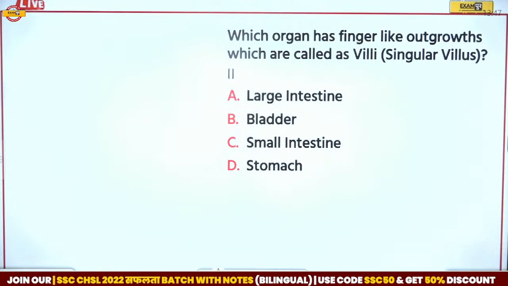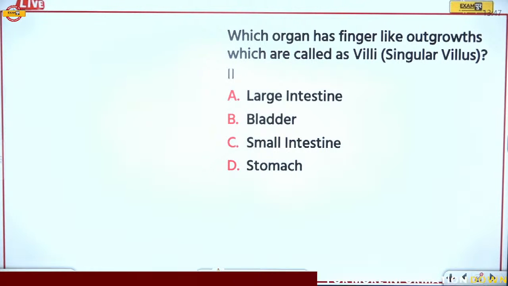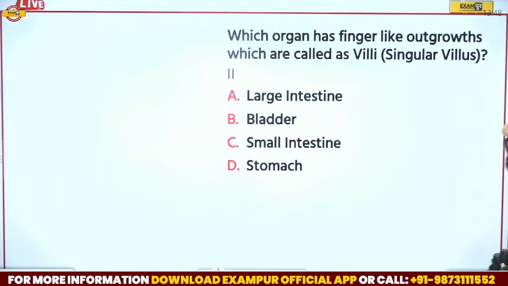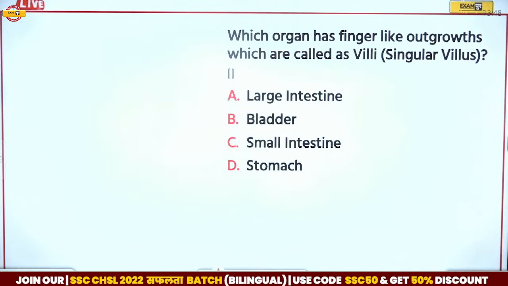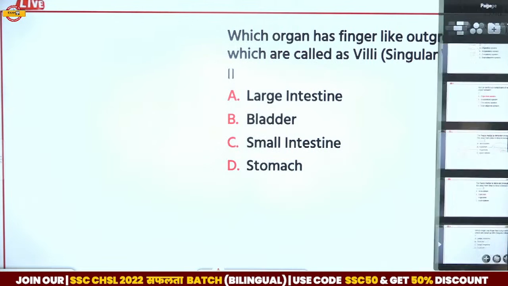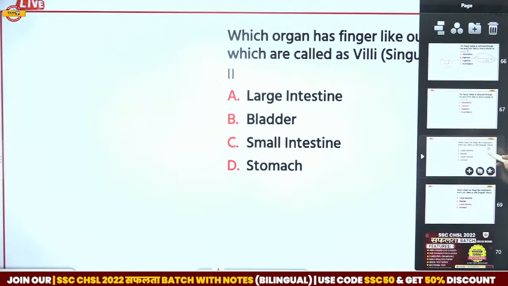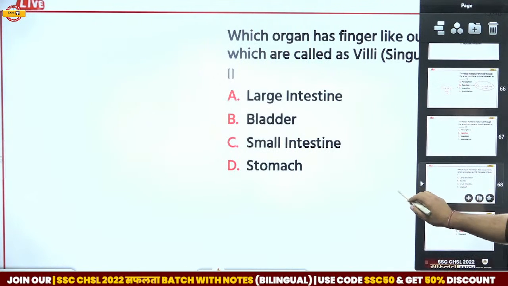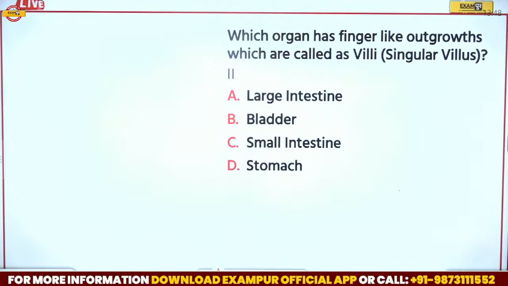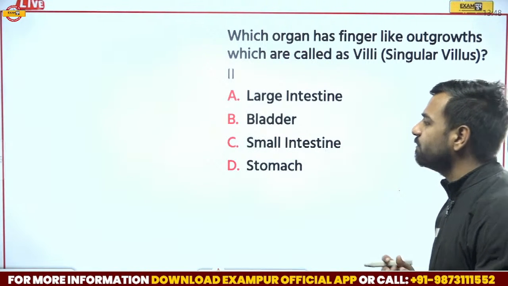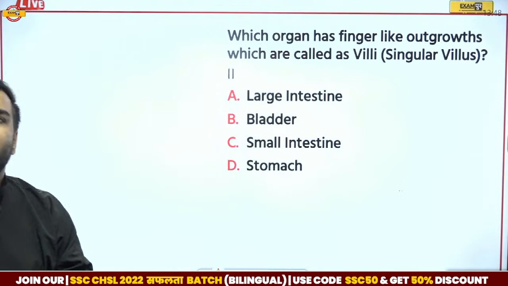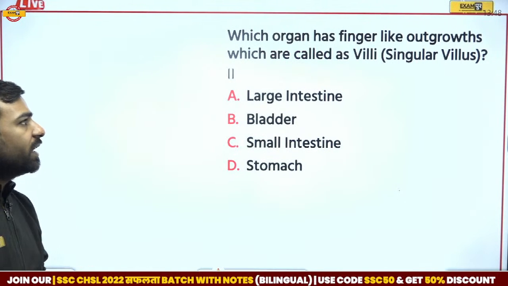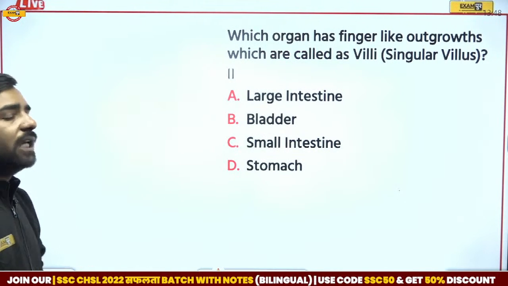Which of the following organs has finger-like outgrowths which are known as villi? If I talk about the singular form, it is villus. So is it large intestine, bladder, small intestine or stomach? What do you think? What is the correct answer over here? Answer please. Which organ has finger-like outgrowths which are known as villi? Is it large intestine, bladder, small intestine or stomach? Finger-like outgrowths. Villi.